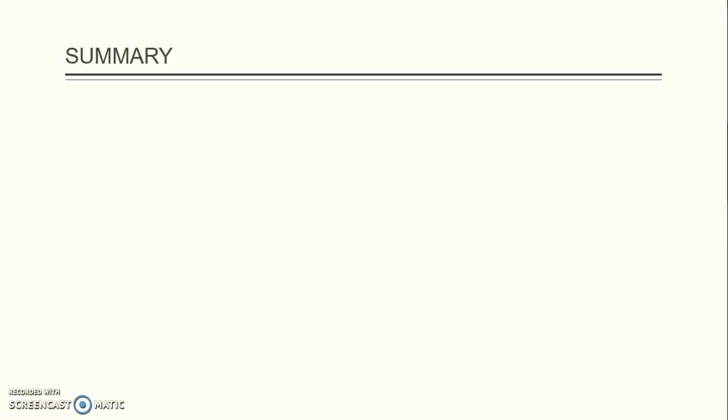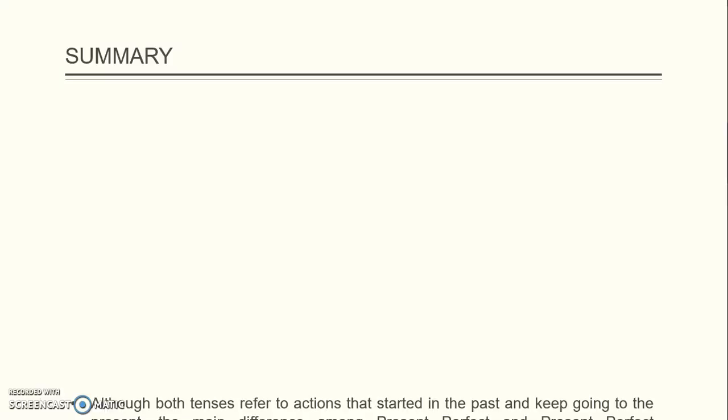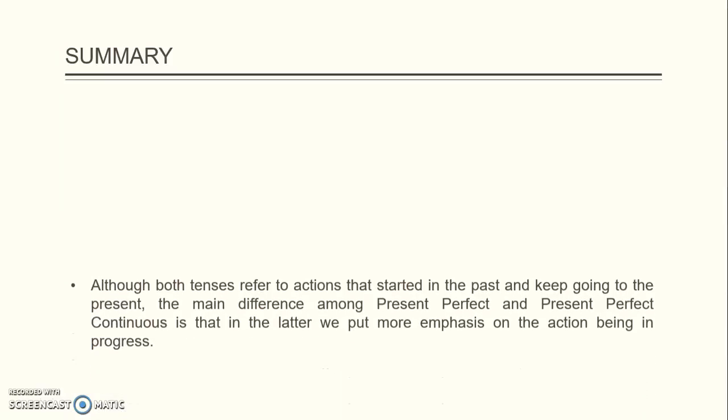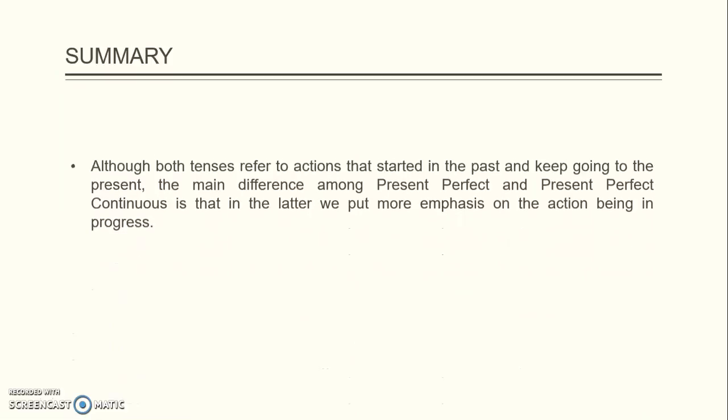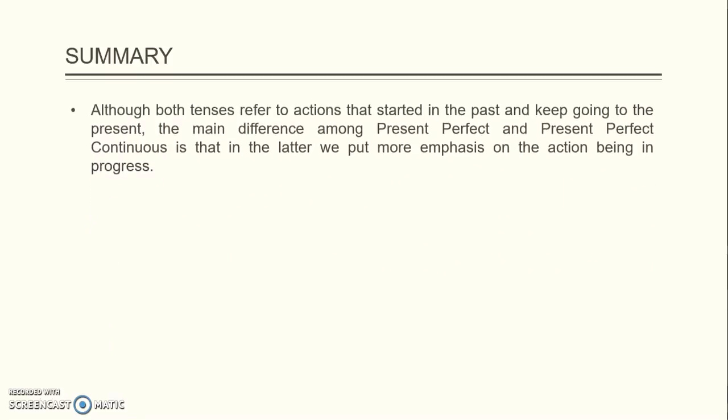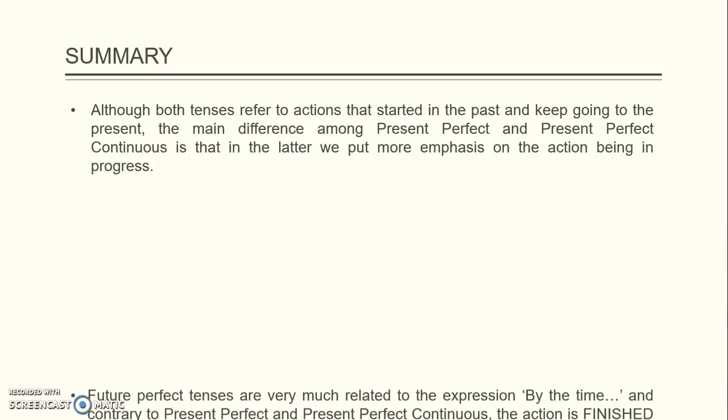Just to end up, I would like to state 3 conclusions about what we've been talking about as a summary. The first one, if we talk about present perfect, although both tenses refer to actions that started in the past and keep going to the present, the main difference between present perfect and present perfect continuous is that in the latter, we put more emphasis on the action being in progress.